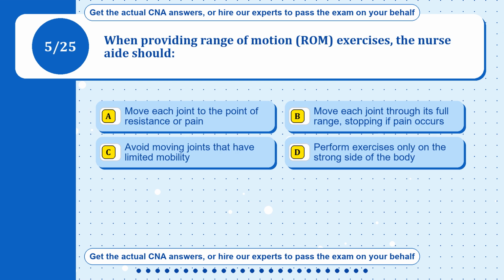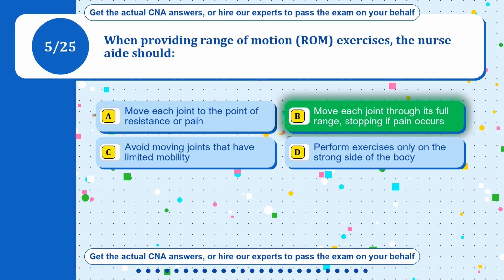Question 5. When providing range of motion, ROM, exercises, the nurse aide should: Option A. Move each joint to the point of resistance or pain. Option B. Move each joint through its full range, stopping if pain occurs. Option C. Avoid moving joints that have limited mobility. Option D. Perform exercises only on the strong side of the body.